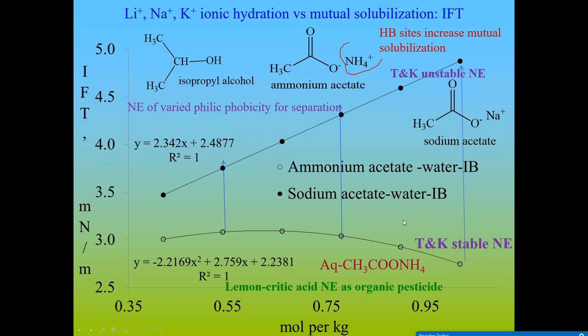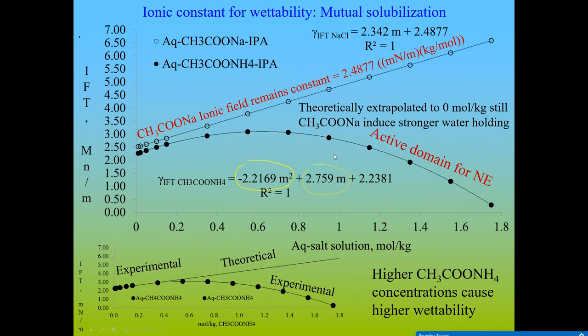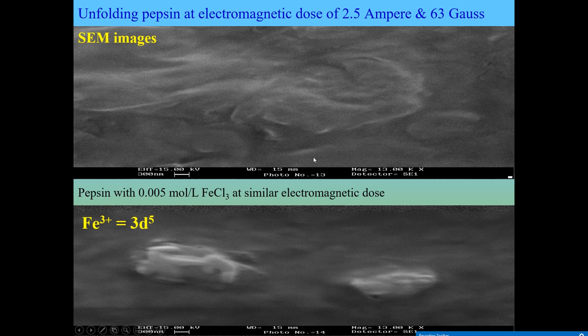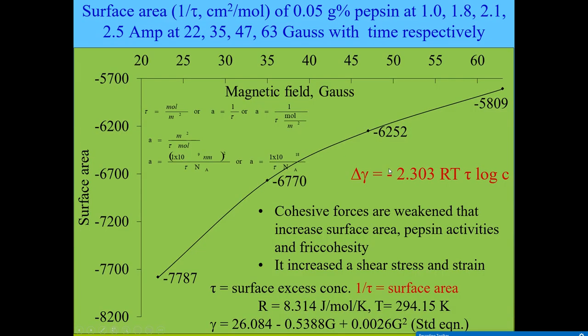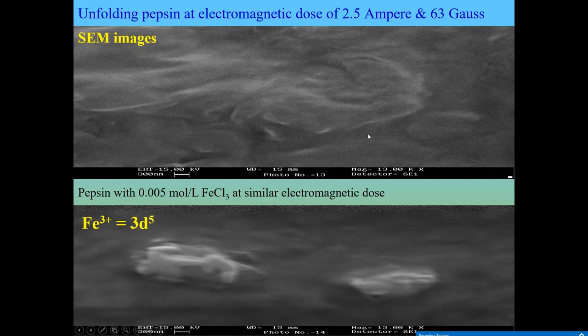So these two sensors, this mechanism, conducted with the survismeter itself, could let you know the role of lithium, sodium, potassium, cesium, anything which you want to determine. Same thing here, and this is the equation. Similarly, pepsin protein dissolved in water was given a magnetic dose of 2.5, because electricity is passed and it generated the magnet, and 63 gauss or tesla was given, and this unfolded. Now when we added 0.005 mole per liter ferric chloride, the unfolding enhanced, and we found that with this magnetic material the unfolding increased, and electrostatic interactions were weakened, or salt bridges were fragmented.